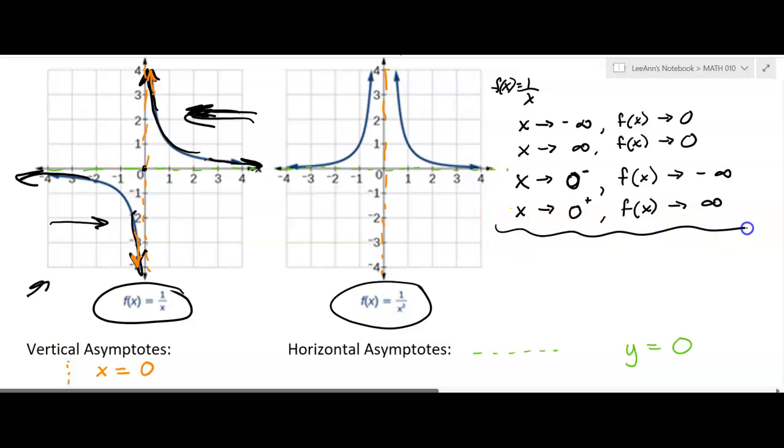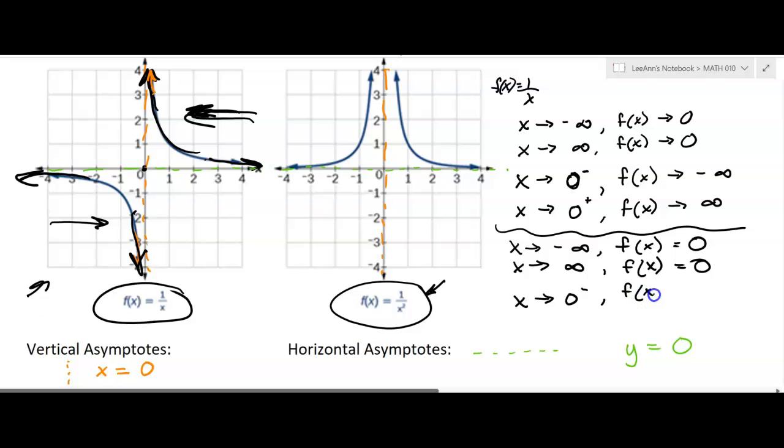Okay. So now let's do a similar thing for the other function, the reciprocal squared function. It looks like as x approaches negative infinity, f of x is approaching 0. And as x approaches positive infinity, f of x approaches 0. And as x approaches 0 from the left, f of x is approaching infinity. And as x approaches 0 from the right, f of x is also approaching infinity. So that would be all the statements there.